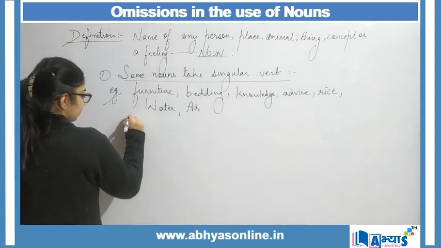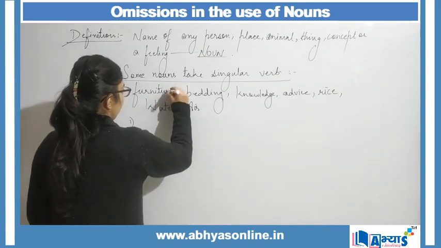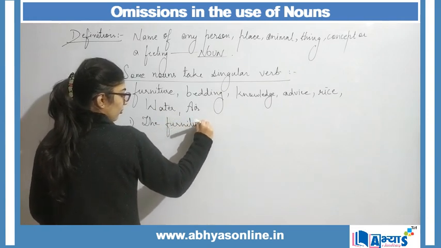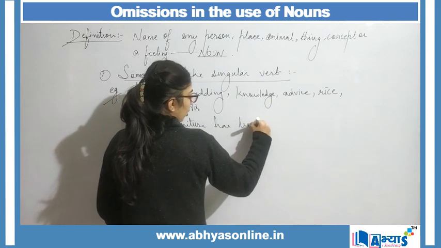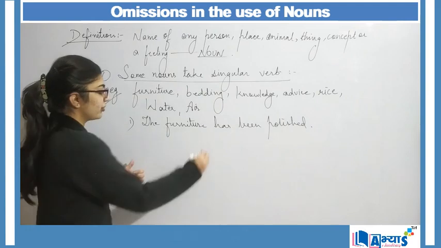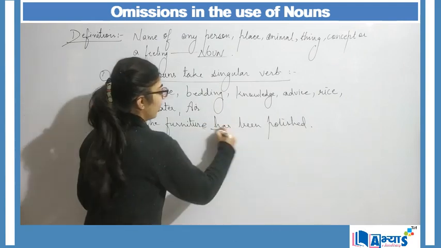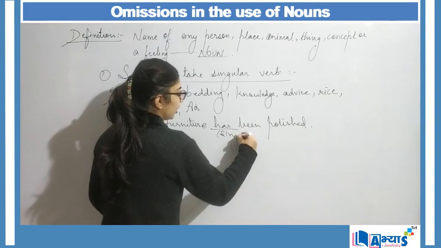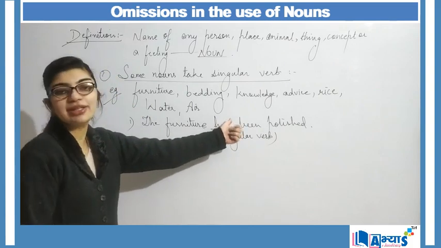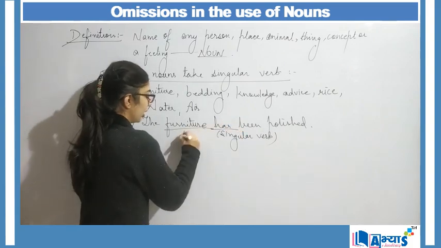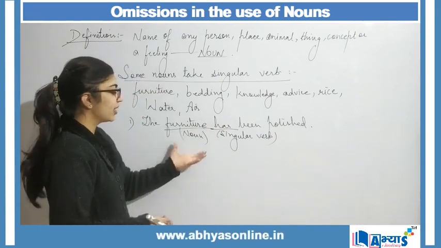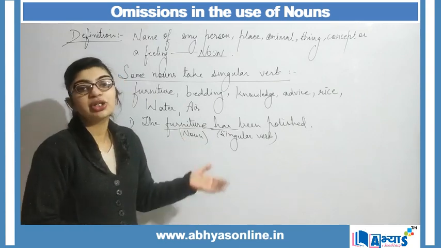Like I say, the furniture has been polished. So when I am saying the furniture has been polished, here has been is used as my singular verb, and this singular verb is used for furniture, which is my noun, and this noun is singular. It will always be singular. I can never say furnitures.